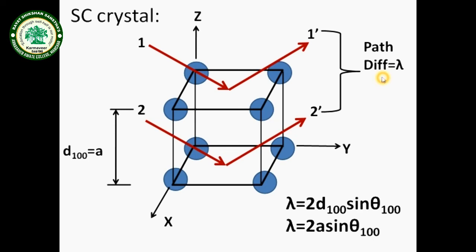For this particular pair of X-rays, that is 1 prime and 2 prime, the path difference is nothing but lambda, because we know that the atomic planes of 100 are separated by the distance given by lattice constant a. And so this lambda comes out to be equal to 2a sin theta. So therefore 1 prime and 2 prime here produce interference and we are getting a peak which arises from the reflection of the 100 plane.